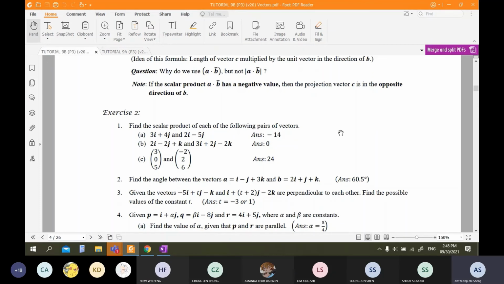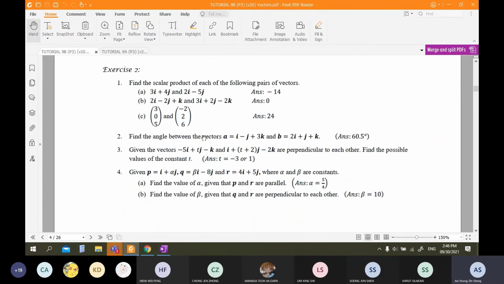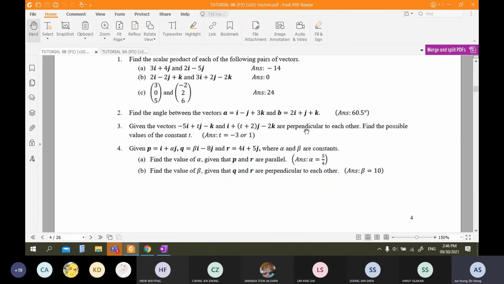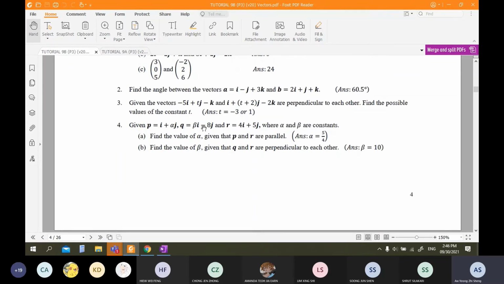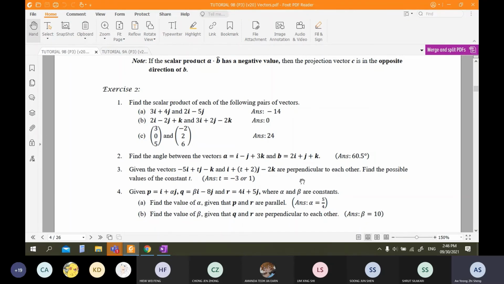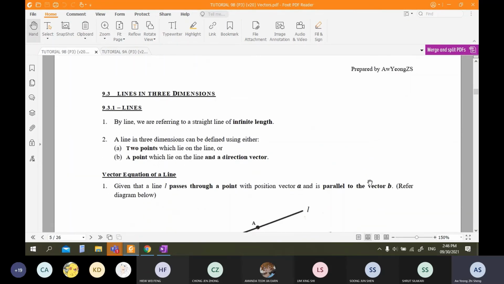Right. Exercise 2, finding scalar product or dot product. This is just simple computation. I leave it for you. Angle between two vectors, you also know already. Perpendicular vectors means the dot product is 0. You also know already. Then parallel means one vector is a scalar multiple of the other. You also know already. So I leave all of this for your own practice. We don't have time for this. I have to move on to the new subtopic here. We still have 10 minutes, so I will start with a very brief introduction. Lines in 3D.